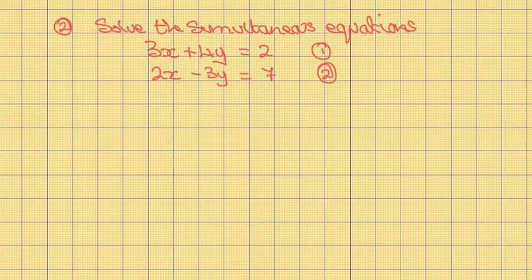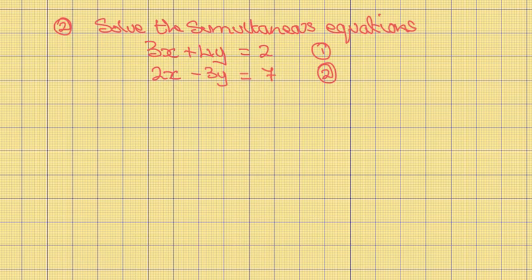Now we'll do a slightly more difficult example. So solve the simultaneous equations: 3x plus 4y equals 2, 2x minus 3y equals 7. So I've called 3x plus 4y equals 2 equation 1, and I've called 2x minus 3y equals 7 equation 2.